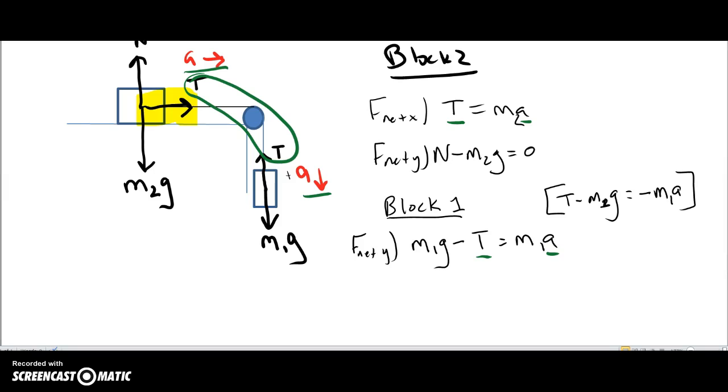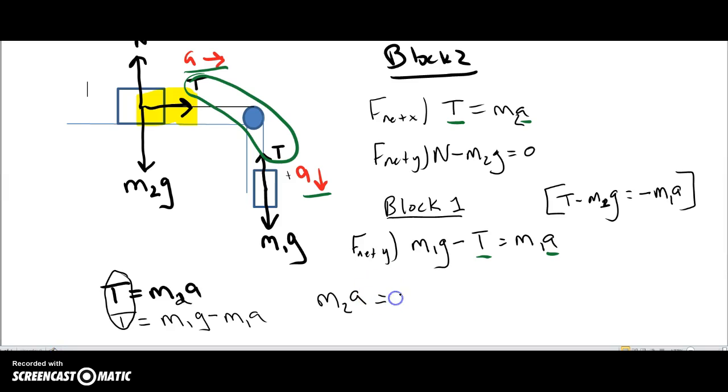So to solve the system of equations, we are going to take our first equation, T equals M2A. We're going to take our second equation from block 1 and solve for T. T equals M1G minus M1A. Oh, excuse me, this is M2. These tensions are the same. So I can set M2A equal to M1G minus M1A.